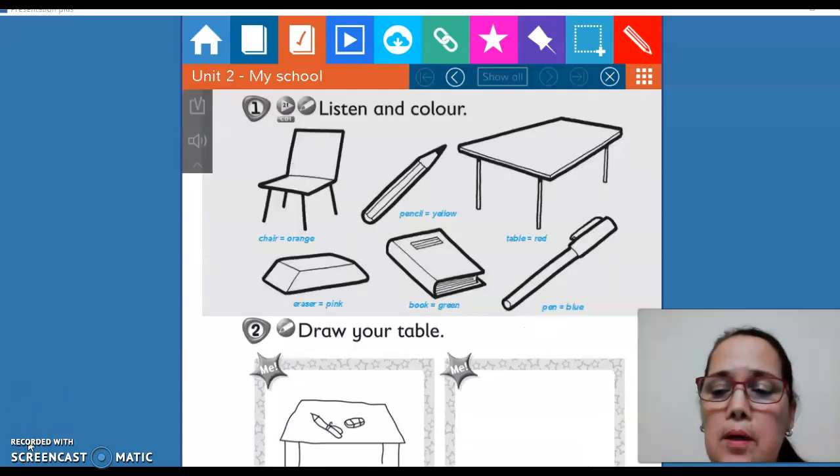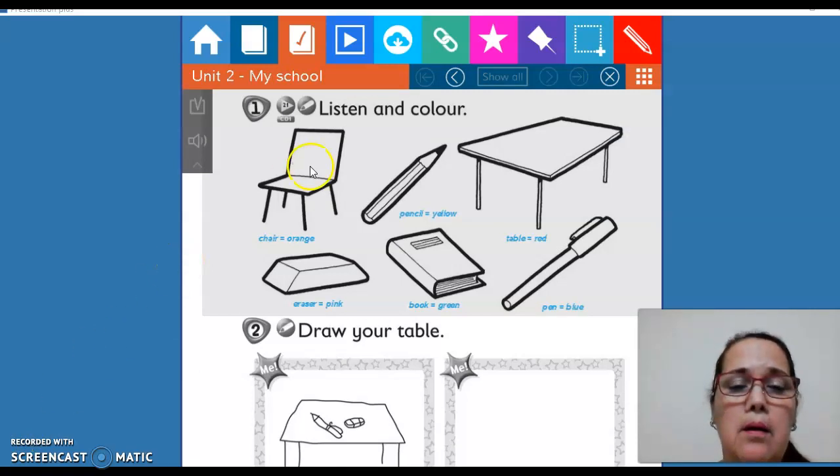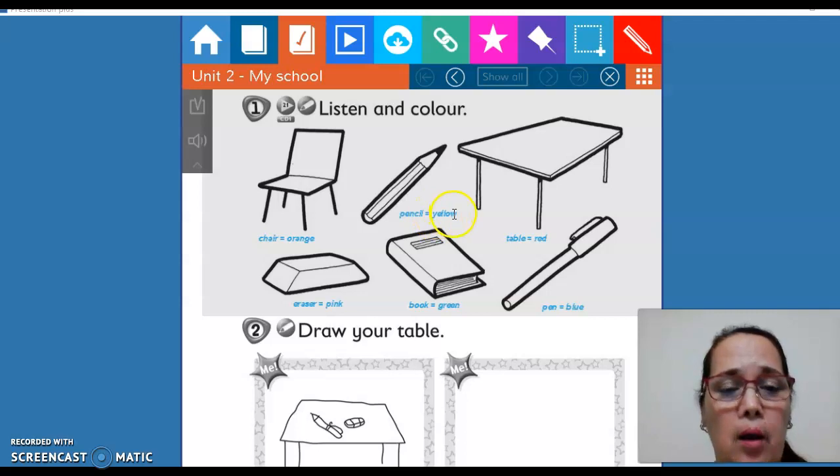Now take out a red color. You are going to check the answers, okay? Number 1. What color is the chair? Yes, orange. The chair is orange. The pencil is yellow. The table is red. The eraser is pink. The book is green. And the pen is blue.